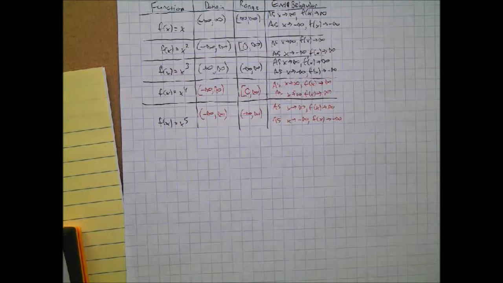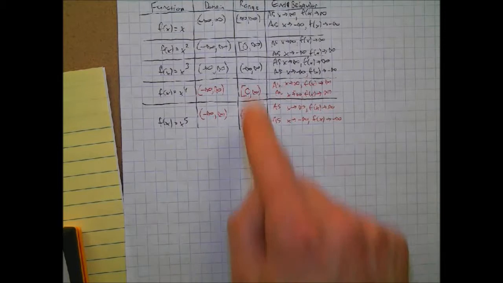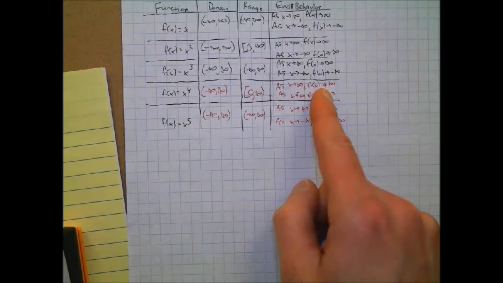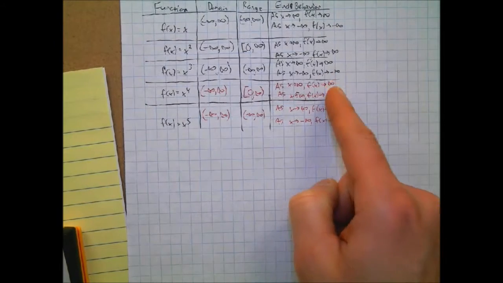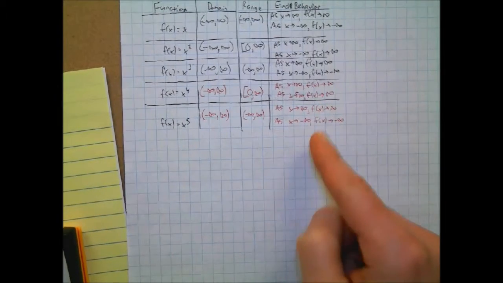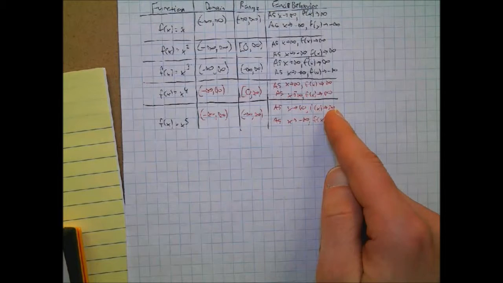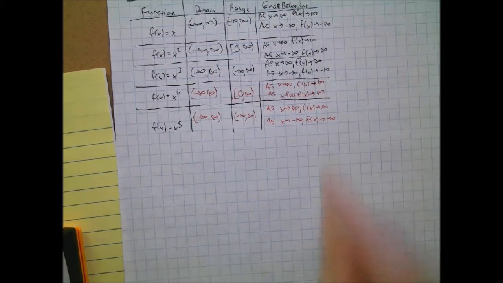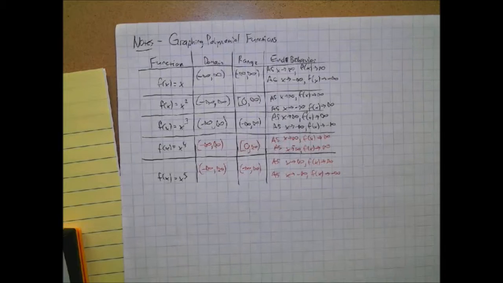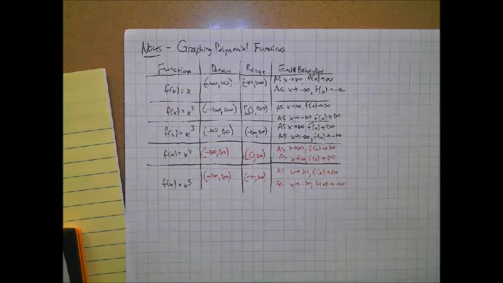Domain for both is negative infinity to infinity. Range is 0 to infinity for x to the 4th, negative infinity to infinity for x to the 5th. Okay, end behavior. For x to the 4th, both ends go to positive infinity. For x to the 5th, the right end goes to positive infinity, the left end goes to negative infinity. Okay, so there they are in toto.